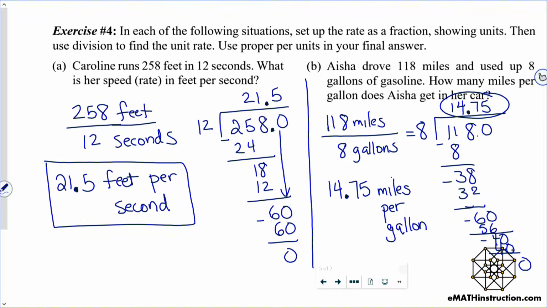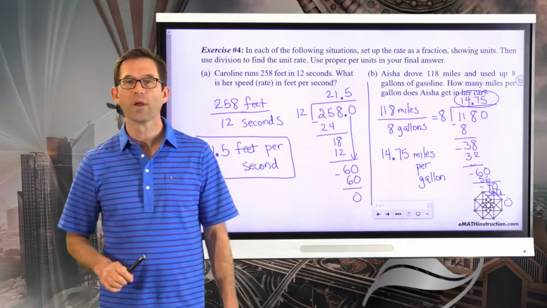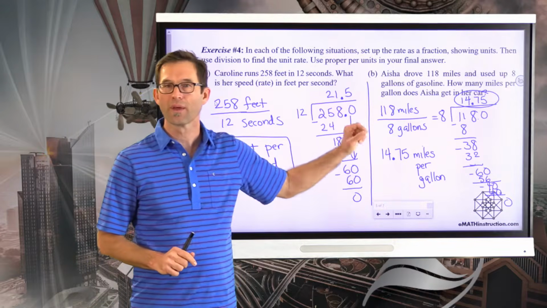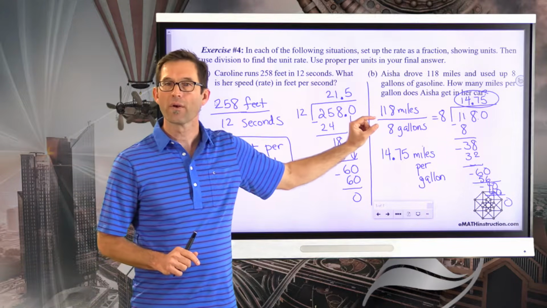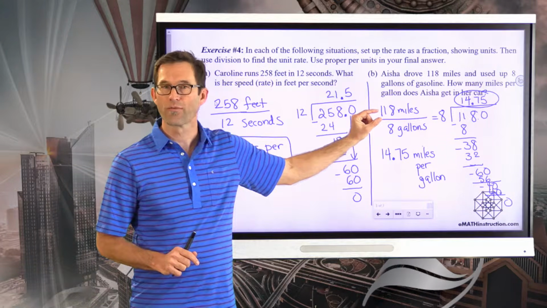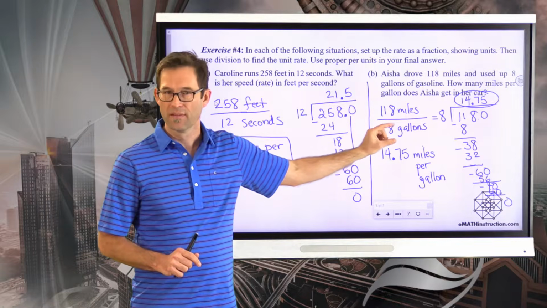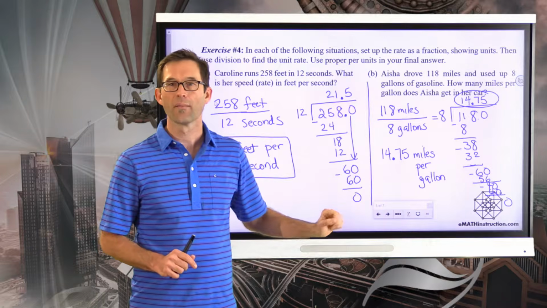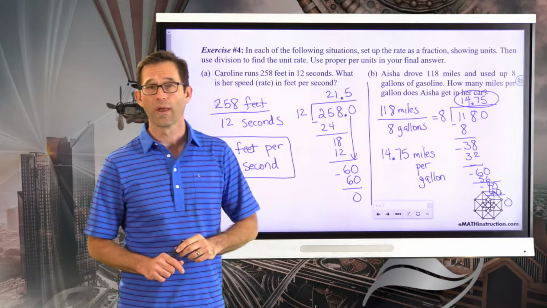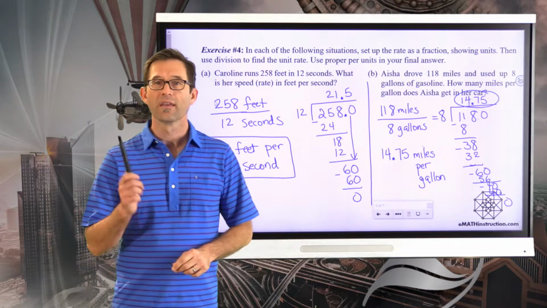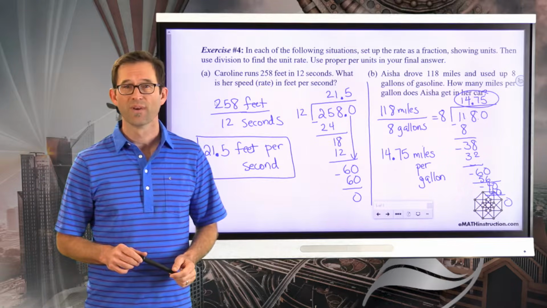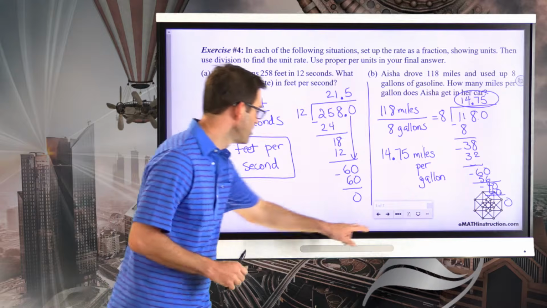gallon. Every time we have a ratio, right? And it's something per something, the first thing goes in the numerator, the per becomes the division or fraction bar, and then the second part goes in the denominator. Do the numerator divided by the denominator, and you will get your unit rate. Every gallon of gas gets Aisha 14.75 miles. All right, let's keep going on this.